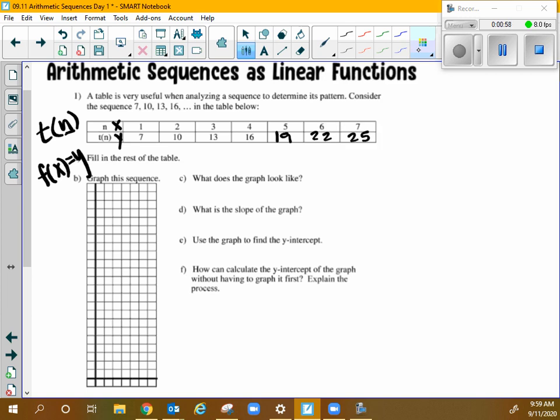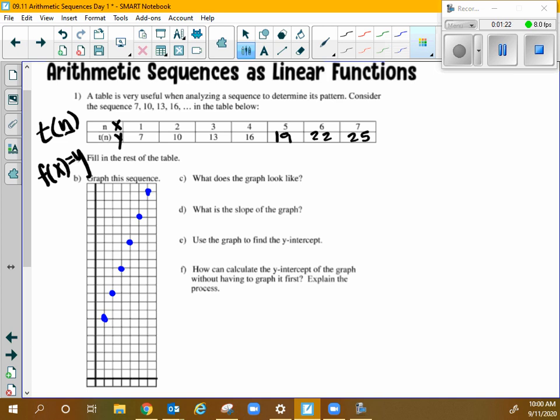One, 2, 3, 4, 5, 6, 7. And then 2, 10, 13, 16, 22, and you can't get 25 on there. Okay, so you should have a graph that looks like this.